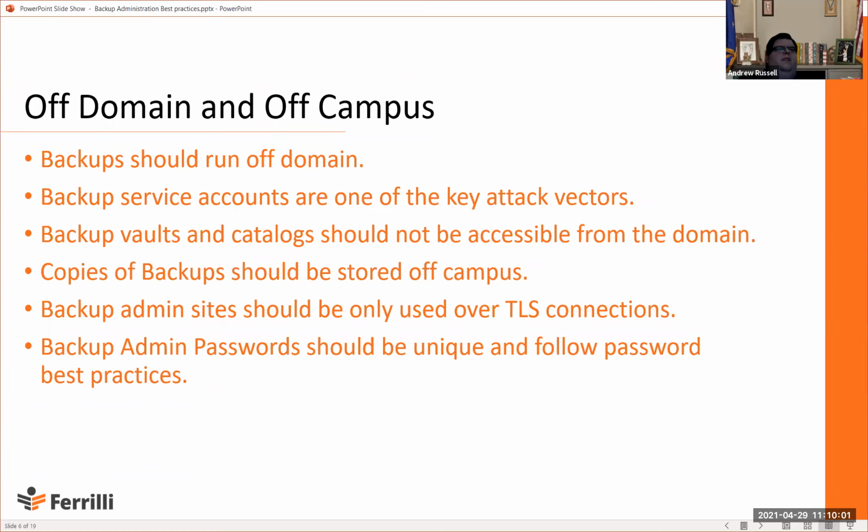Most of the backup solutions now that run off the domain require a client to be installed on the machines, and those clients report back to the backup software instead of having a backup service account that needs to go and run through SMB shares. And then finally, backup vaults and catalogs should not be accessible from the domain.